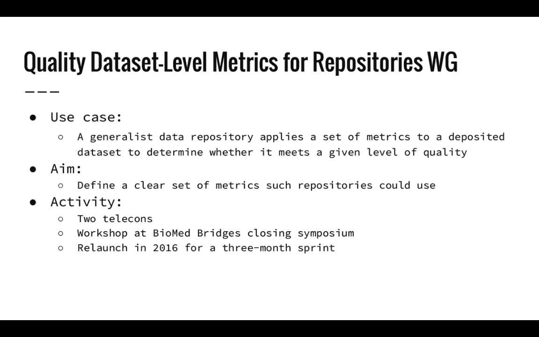And we're looking at the use case that this repository wants to apply a set of metrics to deposited data sets to determine whether or not it meets a given level of quality, which they can use both in terms of their own ingest processes and quality control, but then that means they can also communicate that on to other stakeholders, aggregation services or research funders, to give an idea of the level of quality of the data that's held within the repository.